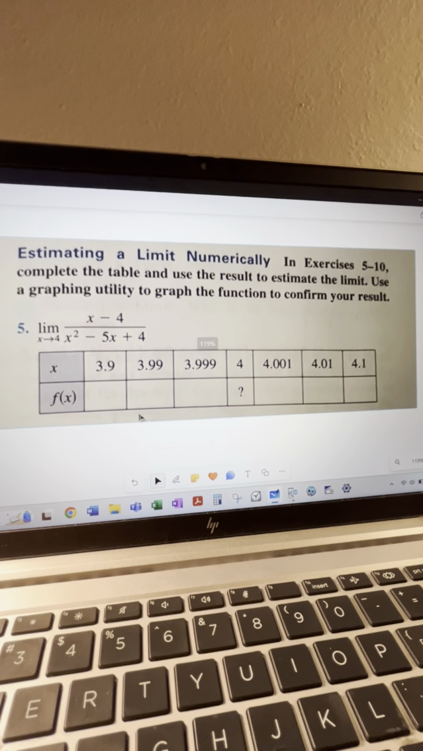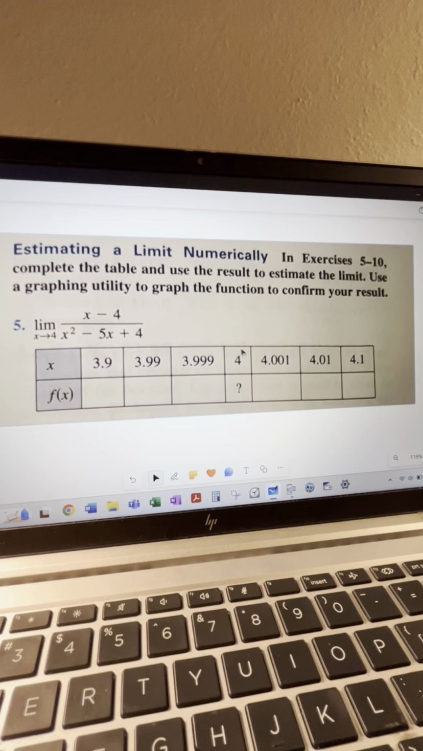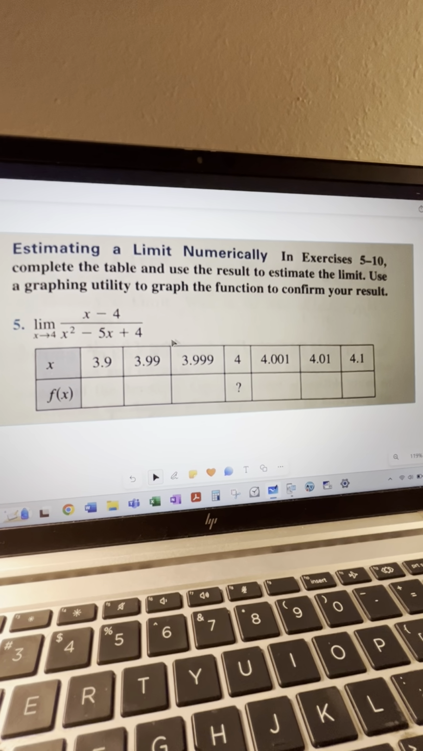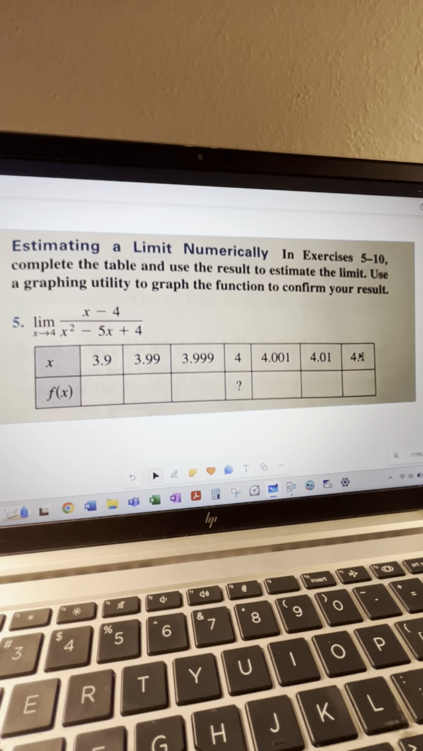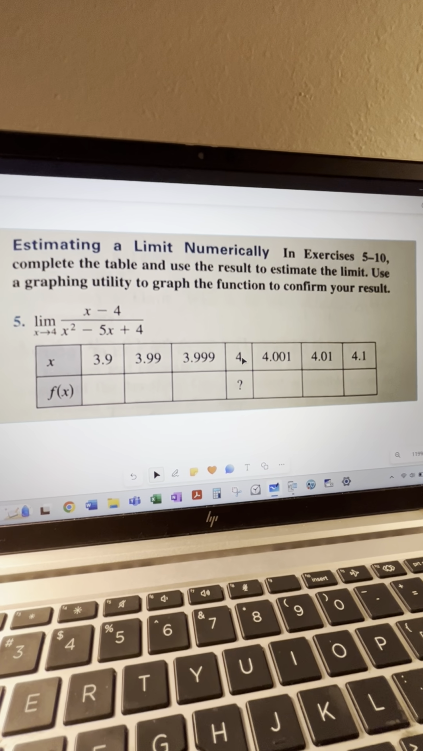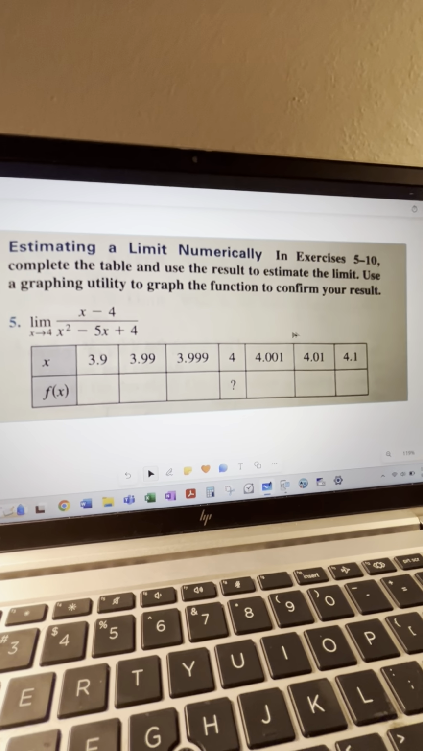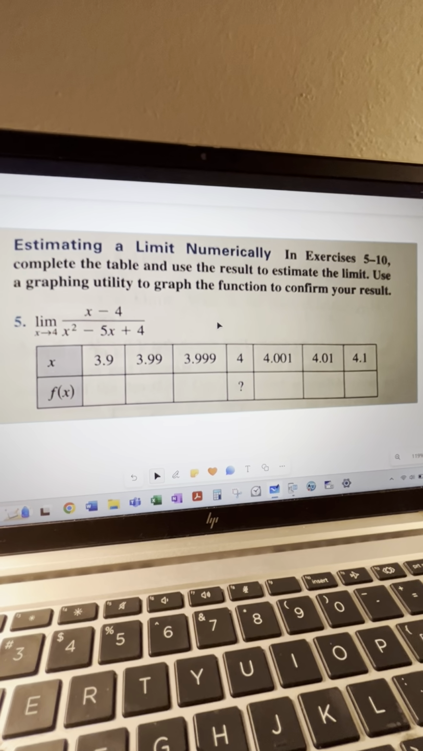And just a couple of things here. Notice that these x values to the left of 4 are getting really, really close to 4 from the left-hand side. Same idea on the other side. Maybe start from 4.1 and you get really close to 4 from the right-hand side. So you have x values approaching 4 from the left-hand side, and x values approaching 4 from the right-hand side.